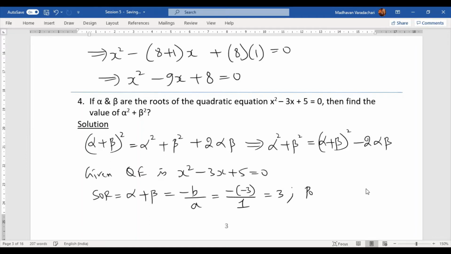Now, product of the roots is alpha beta. Alpha beta, we know it is C by A. What is C here? It is 5. What is A here? 1. So it is simply 5.